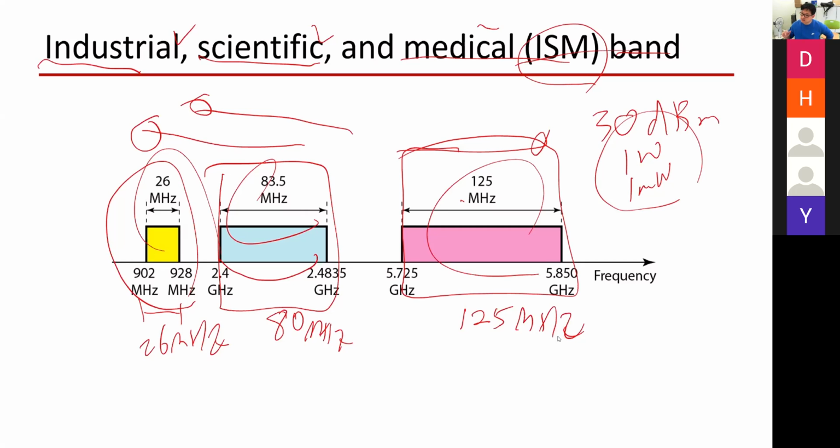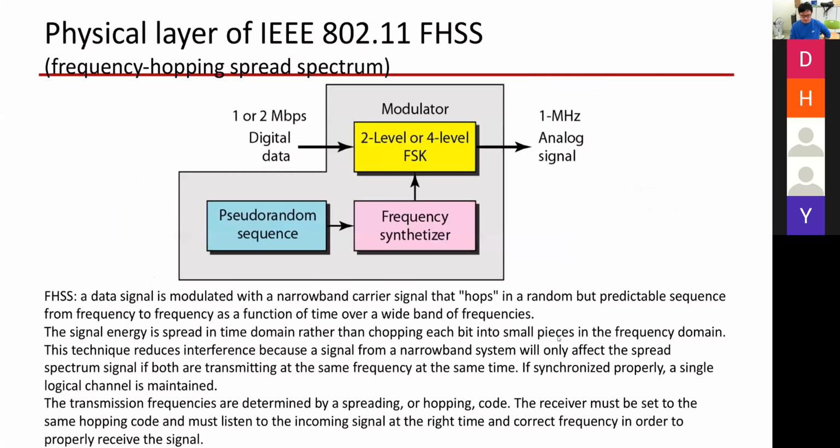That concept is called white space, and we're going to talk about white space in later sections. Now we understand what the ISM band is.